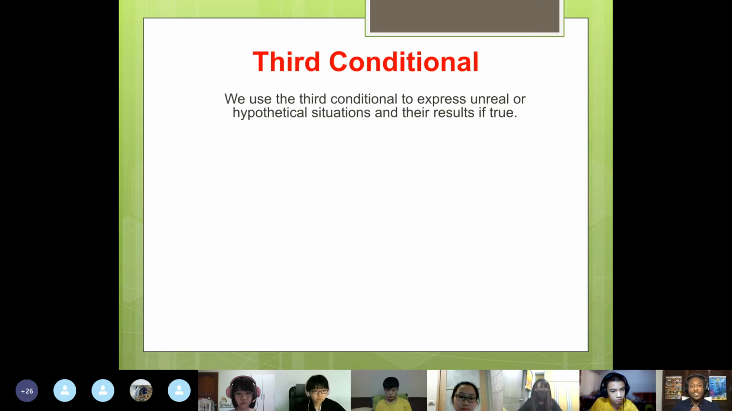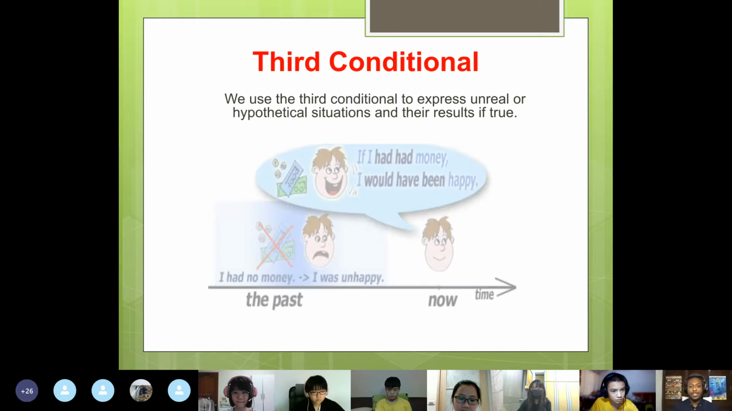So we use the third conditional to express unreal or hypothetical situations and their results if true. So a hypothetical is a situation that hasn't happened or did not happen, but we can think about it. We can think about what would have happened if it had taken place. So it's hypothetical. It hasn't happened, or maybe it didn't happen, but we can think about it as if it did.